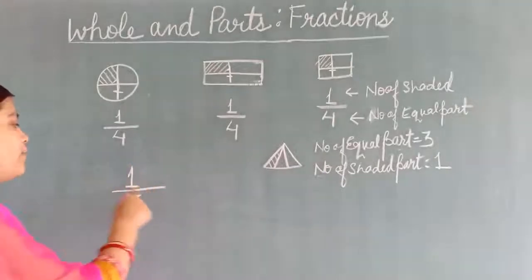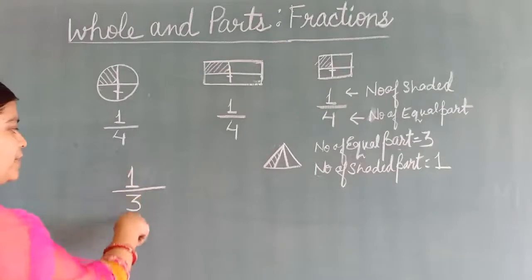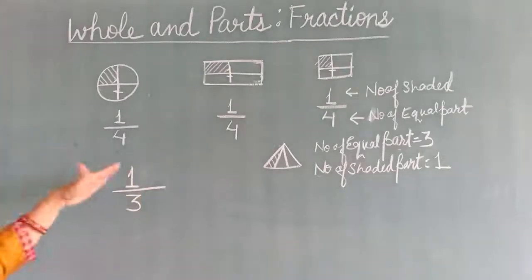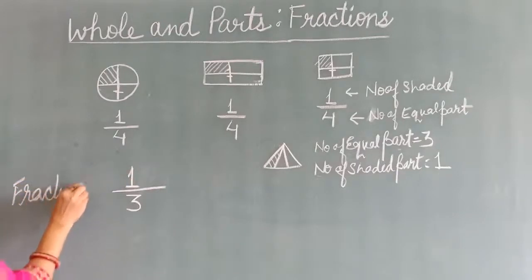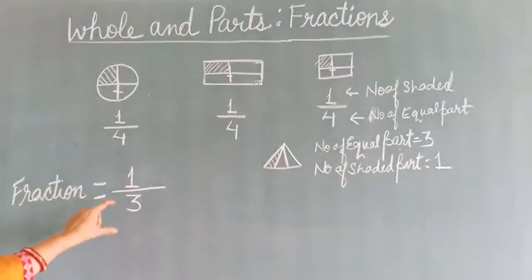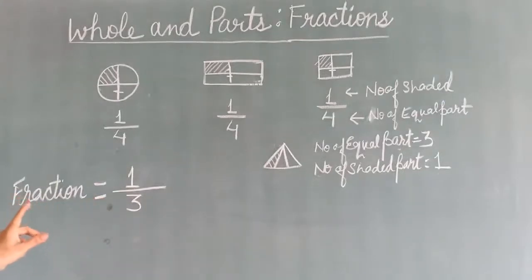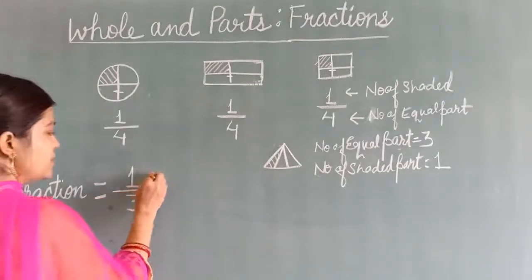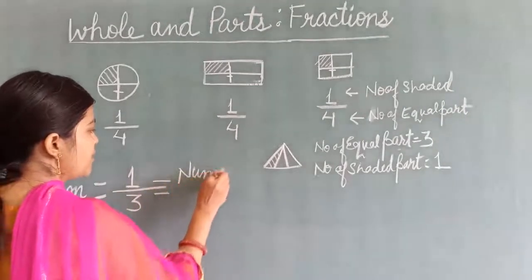And this is our fraction. This is our fraction 1 by 3. And this fraction can be written in 2 parts. You can see, we can write the fraction in 2 parts. First is top and second is bottom. Okay. So the top part is known as numerator. So this is known as numerator.